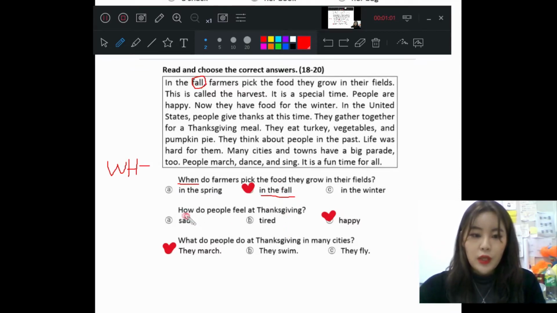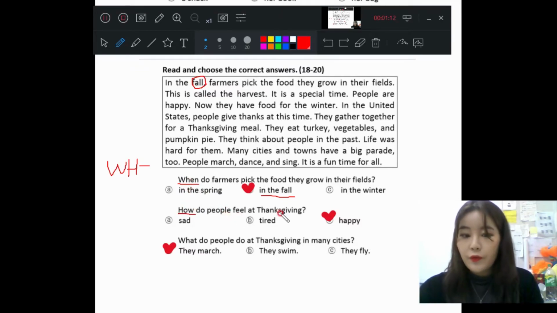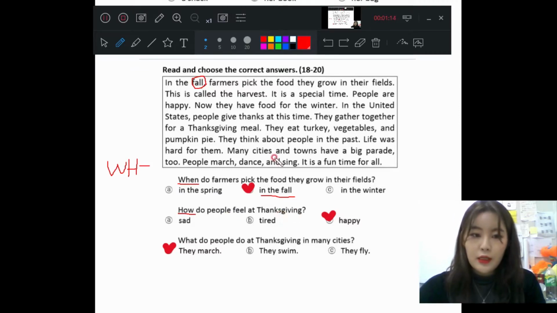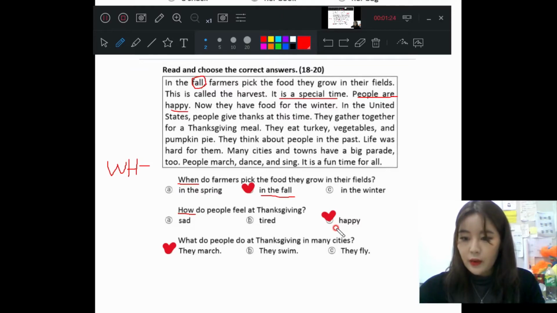Next question. How do people feel at Thanksgiving? So how, when, also WH questions. How, 어떤, feel, 어떤 기분? Let's take a look. It's a special time, so people are happy. So the answer is going to be C, okay?